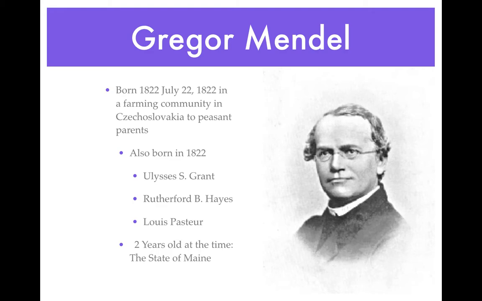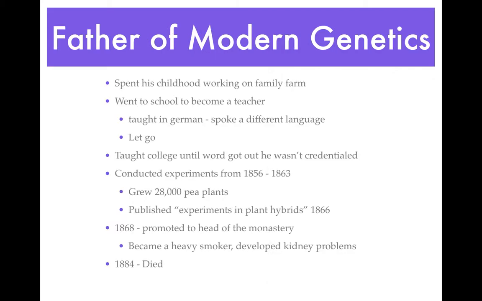And one of the reasons I like this section a lot is this guy, Gregor Mendel, father of modern genetics, one of the most mentioned people in all of molecular biology probably, is not that much different than you or I. He was born in 1822 in a farming community in Czechoslovakia, or what was Czechoslovakia. 1822 was quite a while ago. Ulysses S. Grant was born in 1822. Rutherford Hayes, Louis Pasteur. Even this state, the state of Maine, was only 2 years old at the time.